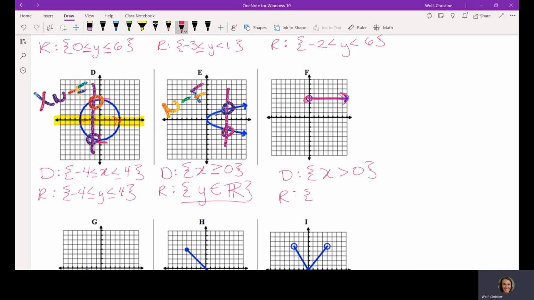Range is how high, how low. Okay, well, it's just a flat line. All we know is that it touches at y is 4. It does not go above 4. It does not go below 4. So we just say y is equal to 4. Is this a function? Yep, only touches in 1 spot.